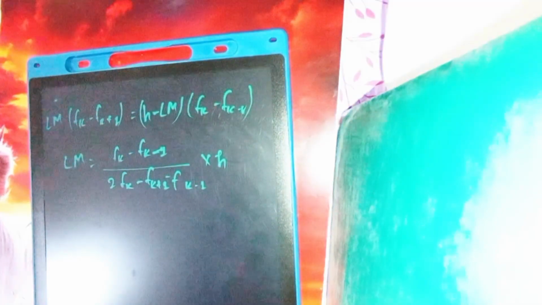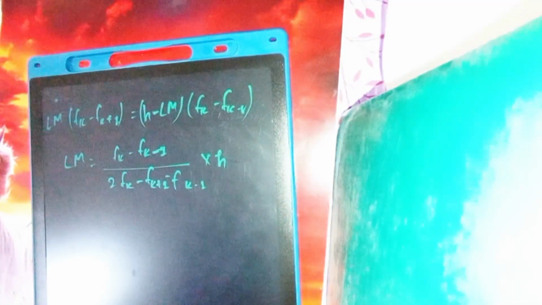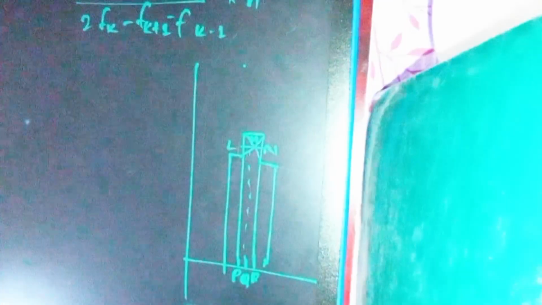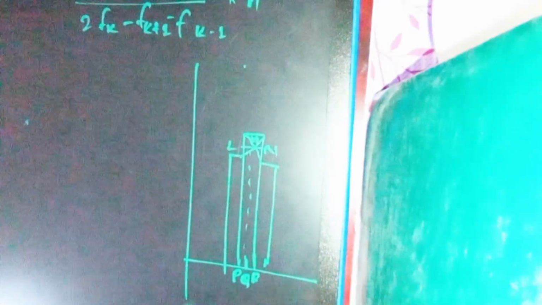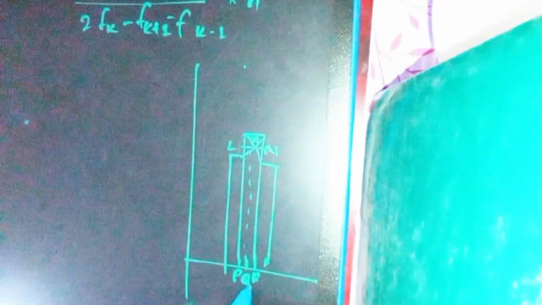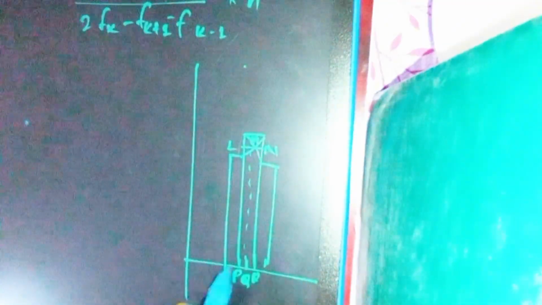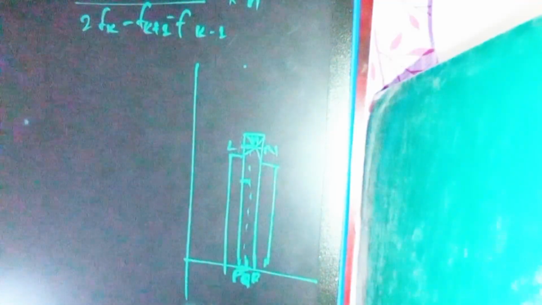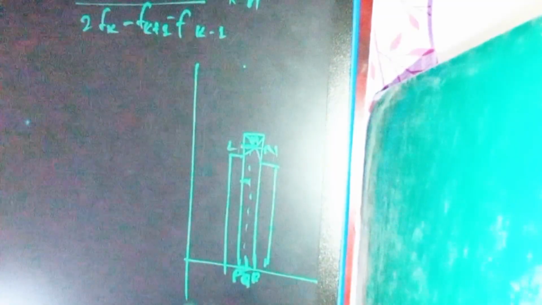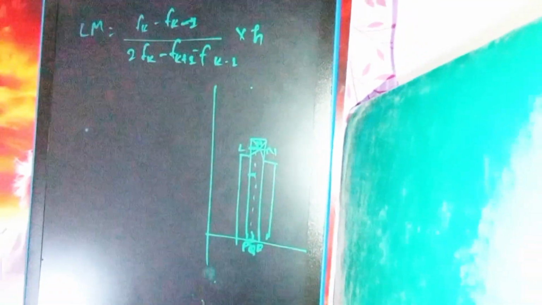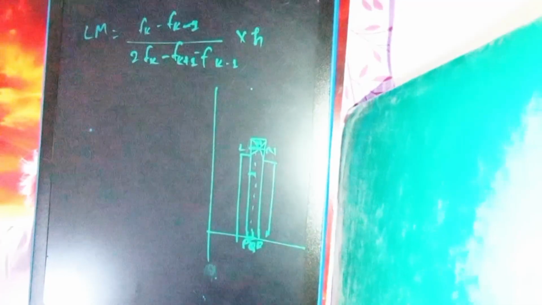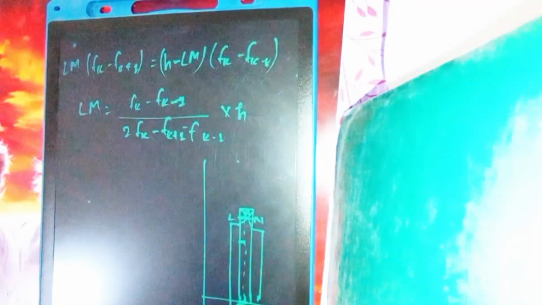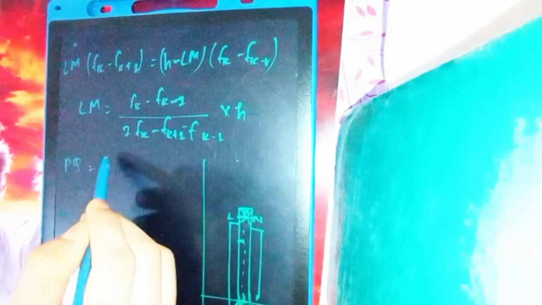Also from the histogram we can say LM is equal to PQ. So here in the histogram we can see this is M, this is Q. So LM means L times M, this is L, this is L, and this is PQ. So LM and PQ are the same. If you see these things, LM and PQ are the same, then you can write this.